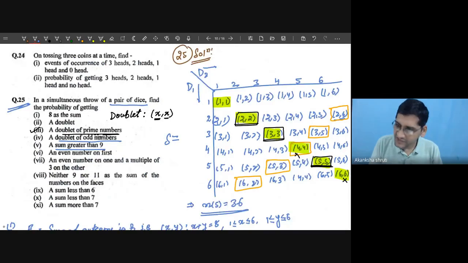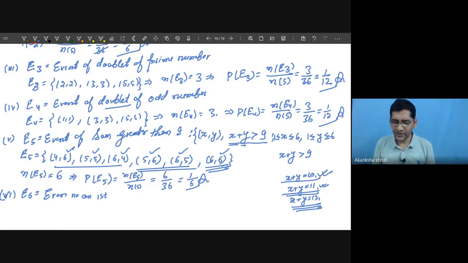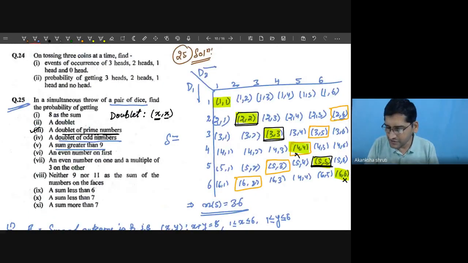An even number on first. So let me write for the sixth one also. E6: even number on first. It is not talking about the second one. So the first one should be an even number. You can choose from this one. When it can be 2, from this sample space we can quickly allocate even number on the first one. What could it be?